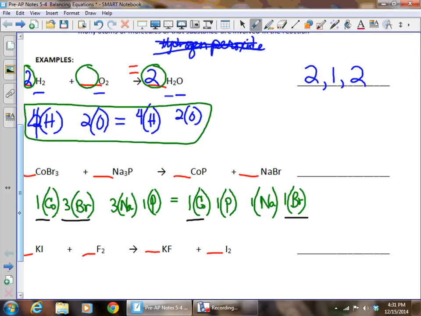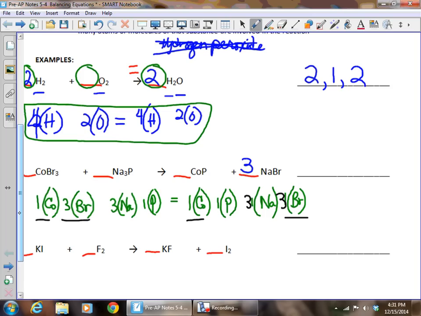So what I'm going to do is put a 3 in front here. I can't put it as a subscript. It would change the identity. I can only put numbers in those blanks. As soon as you do that, change what you've got written down below. That means now I do have my 3 bromines. I'll also have 3 sodiums.